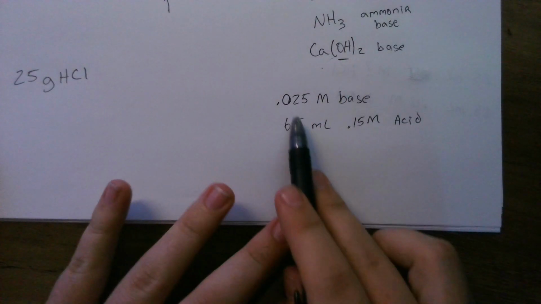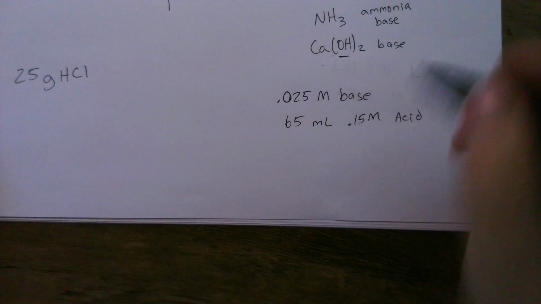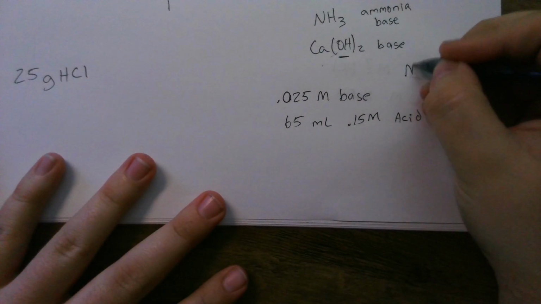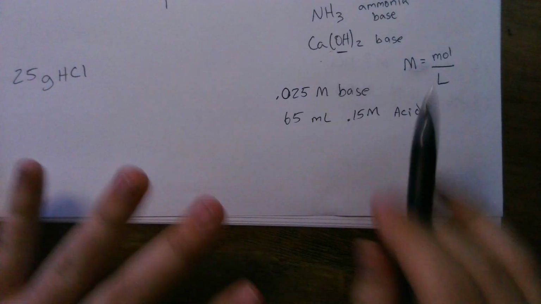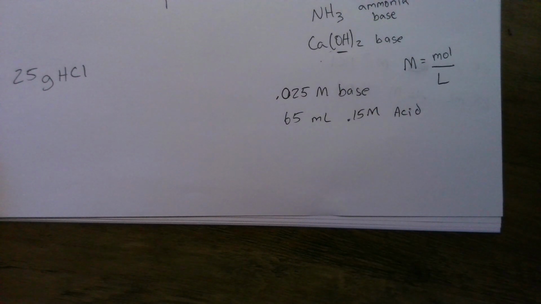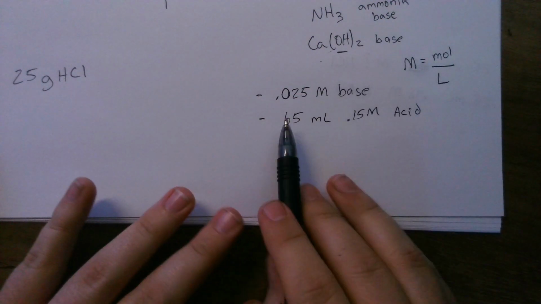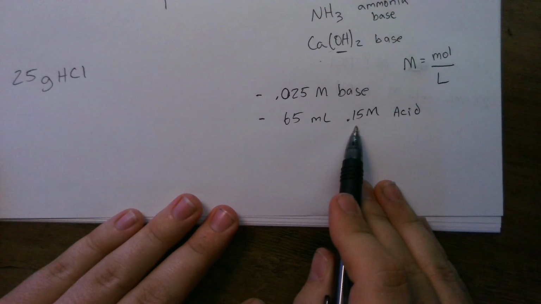All right, so we're working down here. The problem told me I had 0.25 molar base. So that tells me how strong my base is. When I think molarity, I'm probably going to have to use my molarity formula at some point. So I'm just going to jot that to the side for now. It also told me some information about my acid. It said how much acid I had and how strong it was.